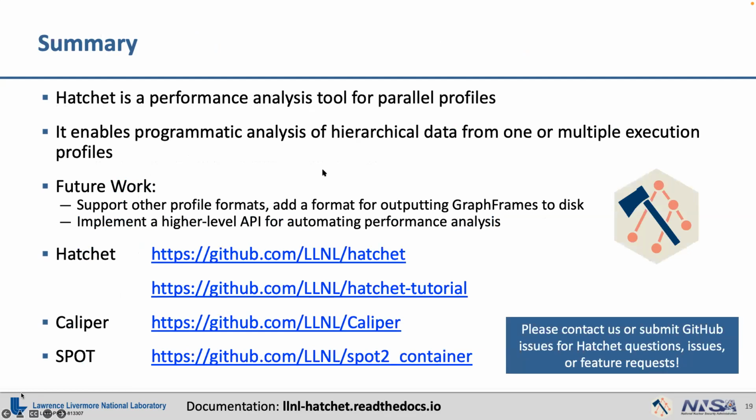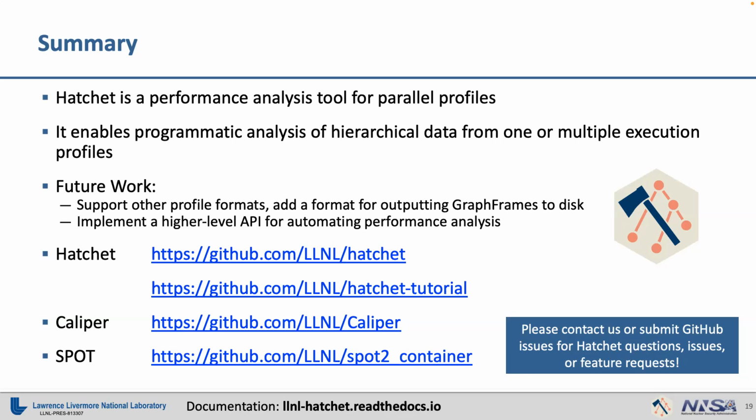So just in summary, we have Hatchet, which is a performance analysis tool for parallel profiles, and it enables you to script your analysis of hierarchical data from one or several different parallel profiles. As some of our future work, we're working to support other profile formats by adding new readers, and we welcome contributions from the community to help us support that.